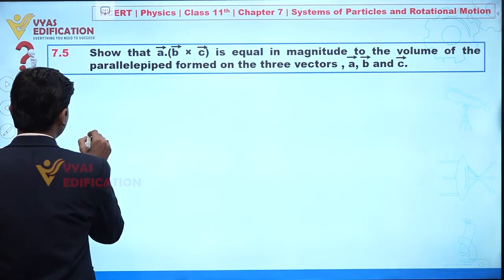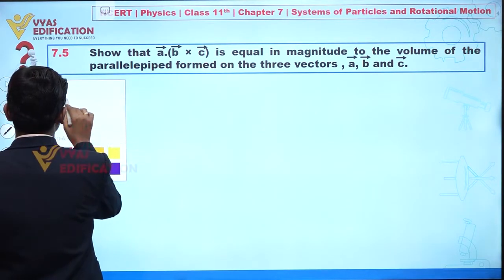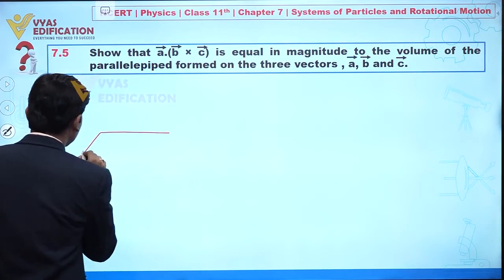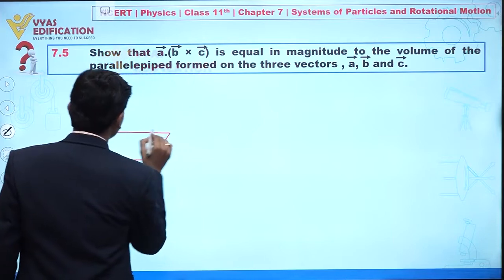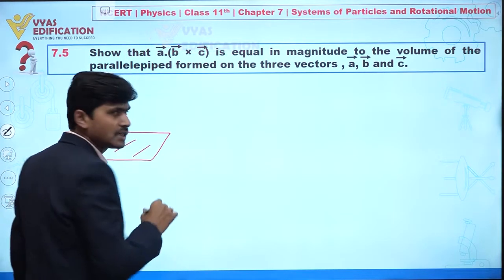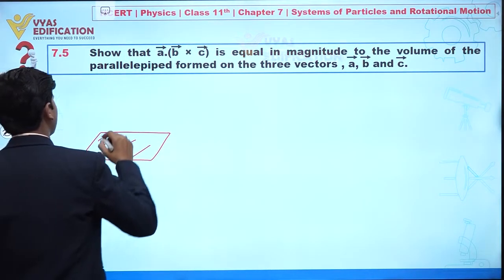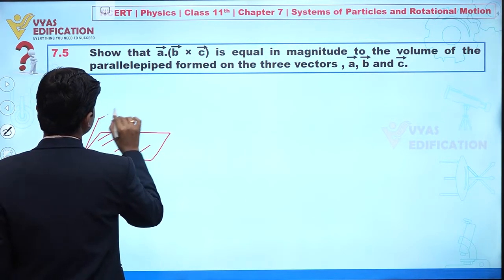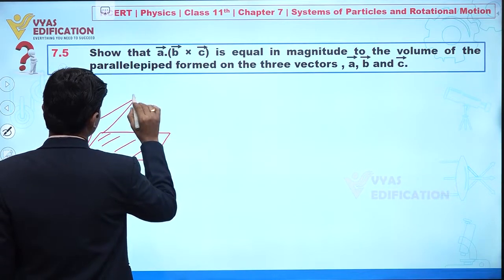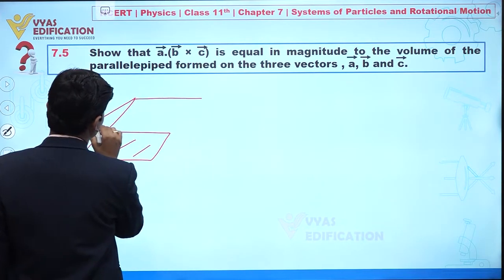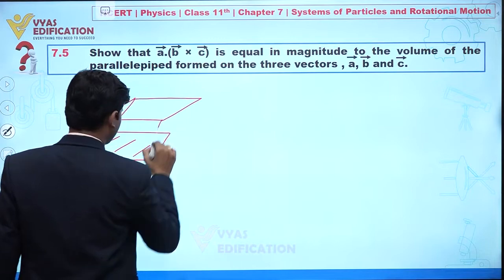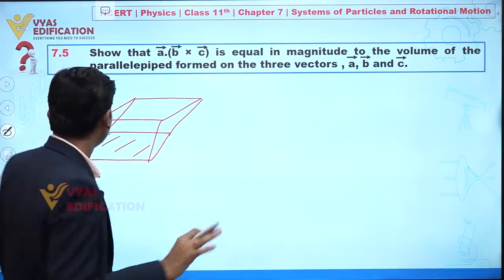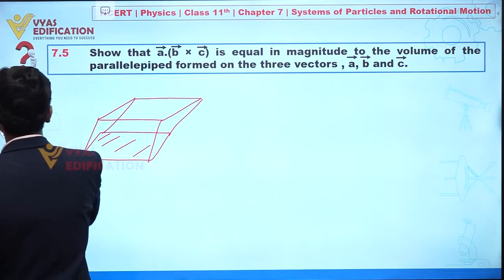Let's suppose first I am drawing here a parallelepiped. So let's suppose I can say this is B. Listen very carefully. Clear? And let's suppose I am drawing this like this. Like this. Clear to everyone? So let us try to understand.